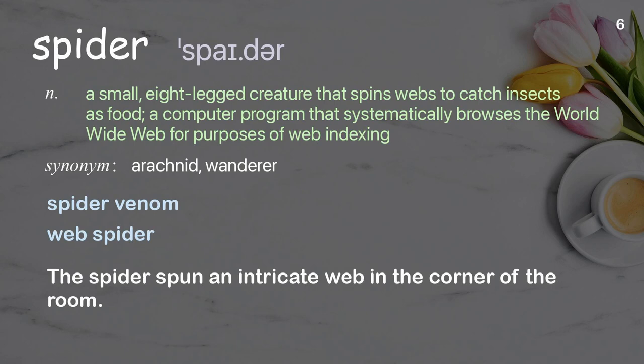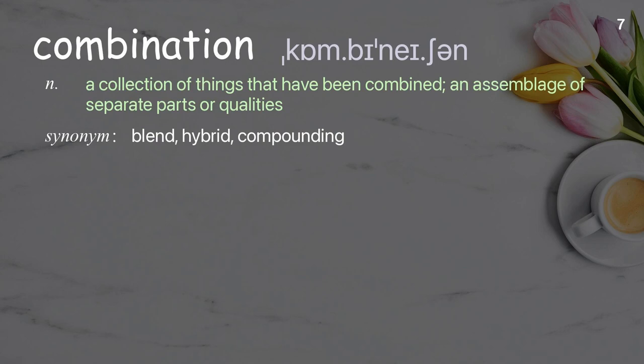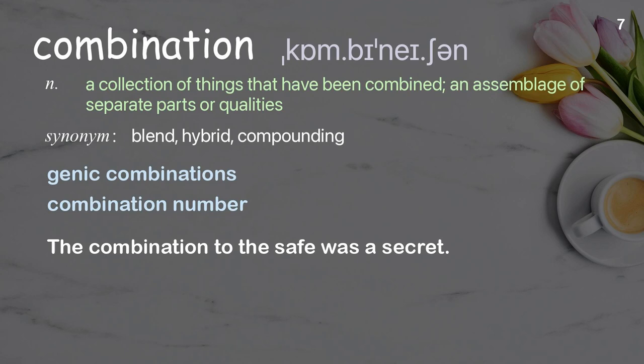Combination. A collection of things that have been combined, an assemblage of separate parts or qualities. Examples: Genic combinations. Combination number. The combination to the safe was a secret.